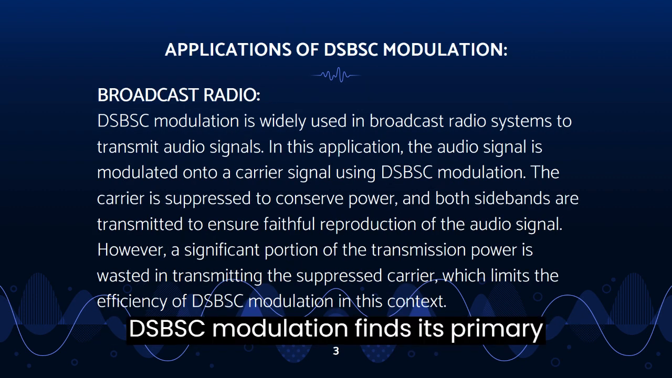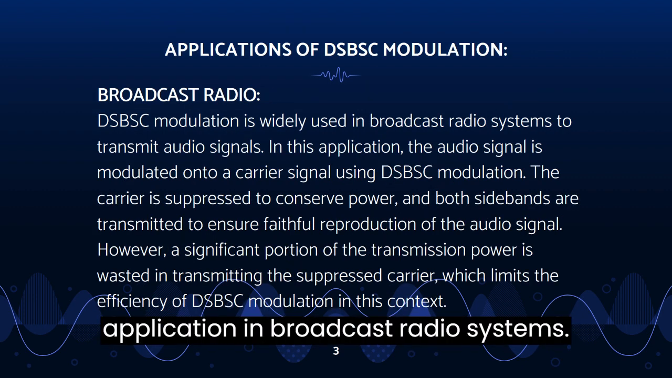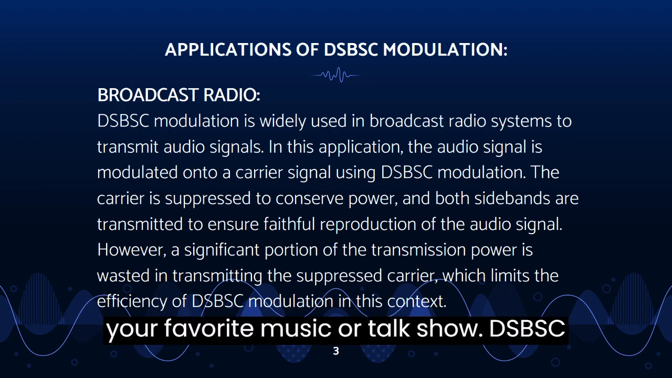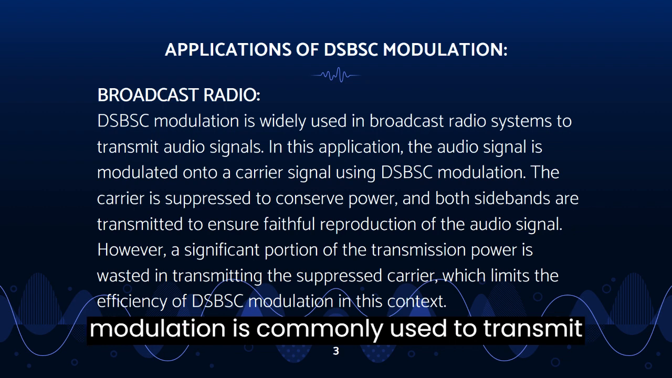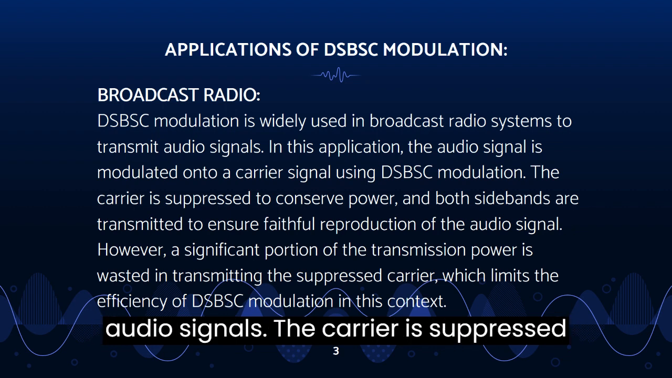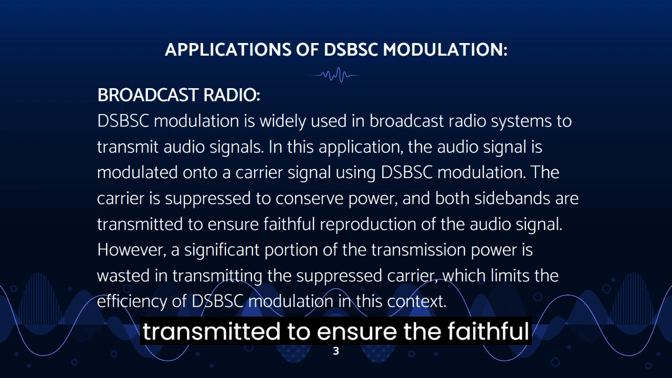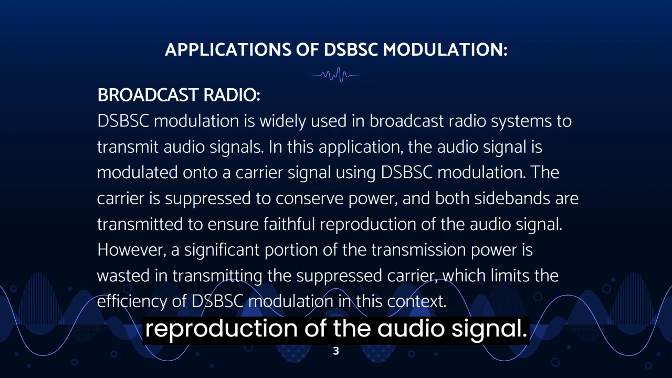DSBSC modulation finds its primary application in broadcast radio systems. When you turn on your radio to listen to your favorite music or talk show, DSBSC modulation is commonly used to transmit audio signals. The carrier is suppressed to conserve power, and both sidebands are transmitted to ensure the faithful reproduction of the audio signal.